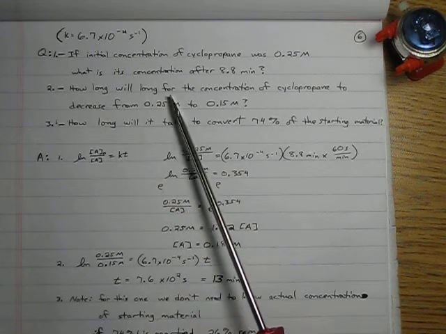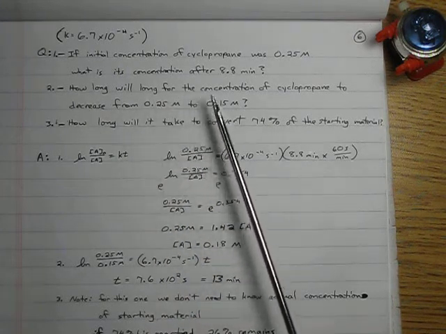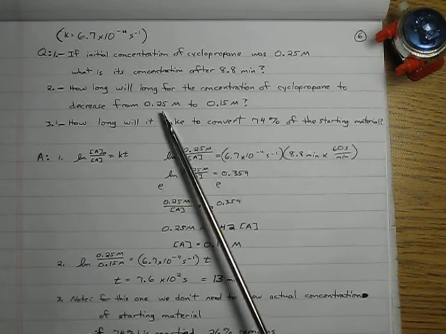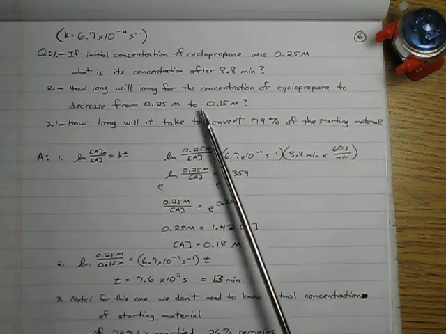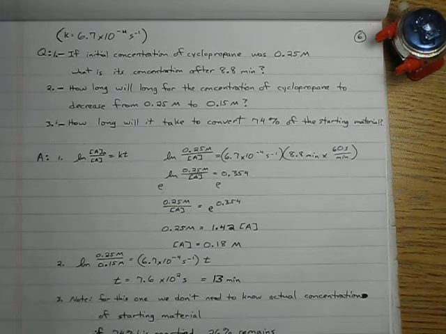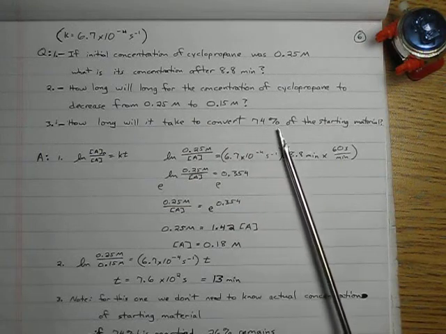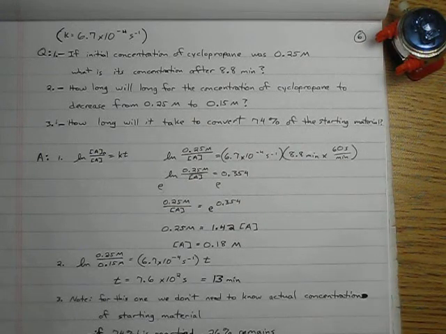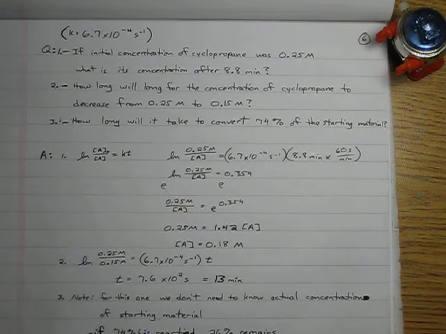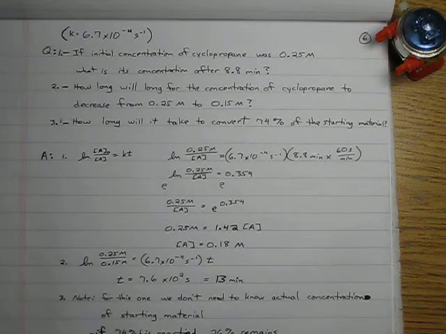Question 2, how long will it take for the concentration of cyclopropane to decrease from our starting 0.25 molar to 0.15 molar? And third question, how long will it take to convert 74% of the starting material? That third question there is a little bit tricky. It's not too bad once you get the terminology, but we'll look at that a little more closely when we get to solving that one. So let's answer these 3 questions.